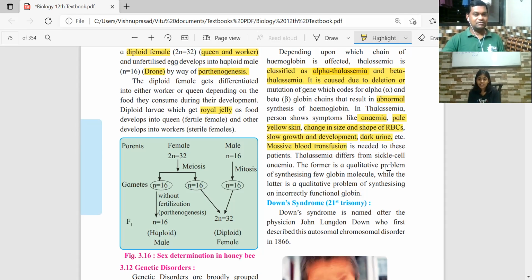So, sickle cell anemia में भी somewhat ऐसे ही होते हैं, but उसका reason अलग है. That was pleiotropic genes. Here it is a mutation in the genes. So this thalassemia is actually a mutation in a gene responsible for causing this, and sickle cell anemia was due to abnormal gene function. अच्छी तरह समझा? Thalassemia is clear.